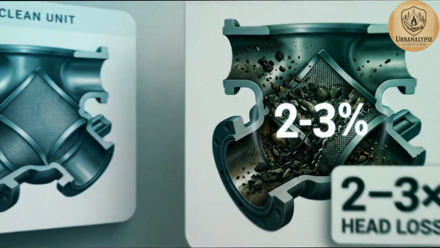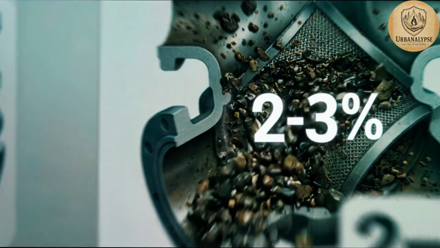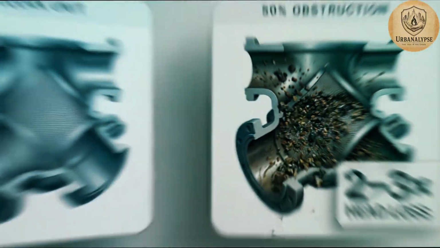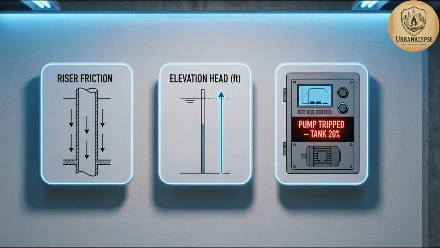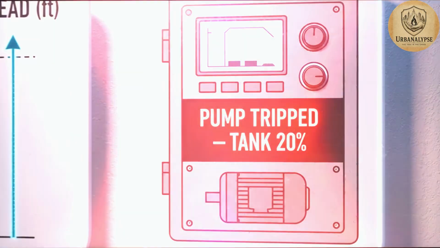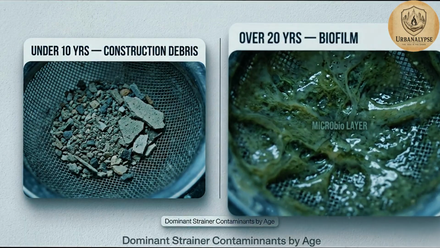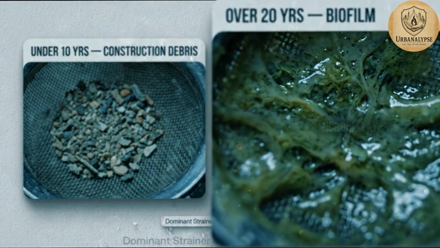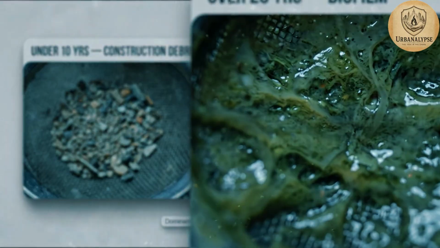A strainer at 50% obstruction produces 2 to 3 times the head loss of a clean unit. Add riser friction and elevation head, pump trips. Tank at 20%. Construction debris dominates in buildings under 10 years old. Biofilm dominates in buildings over 20.